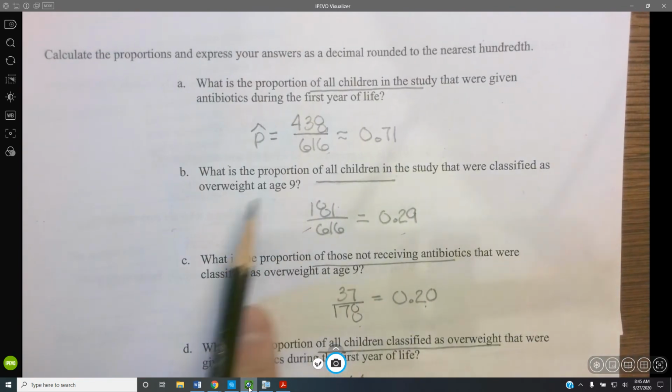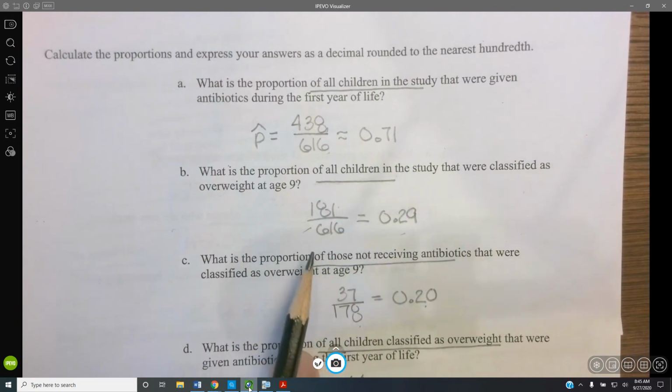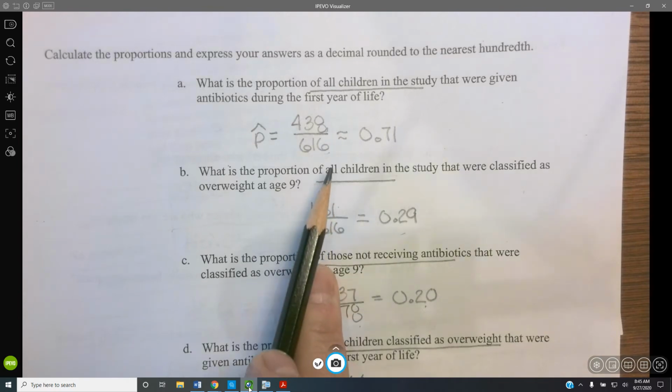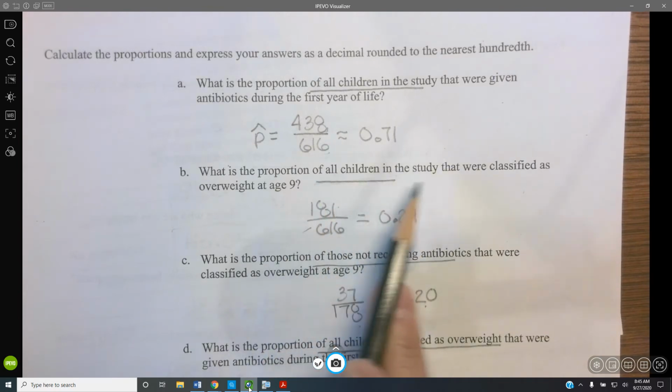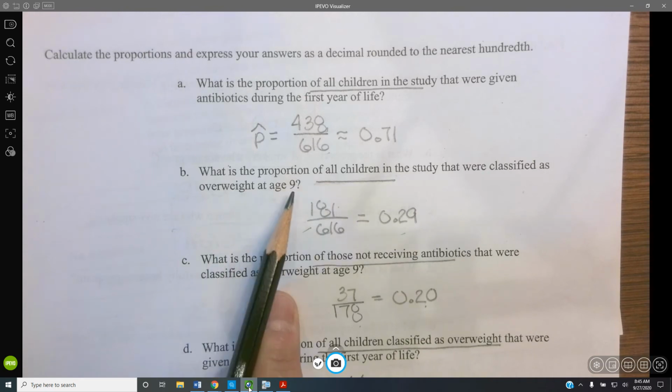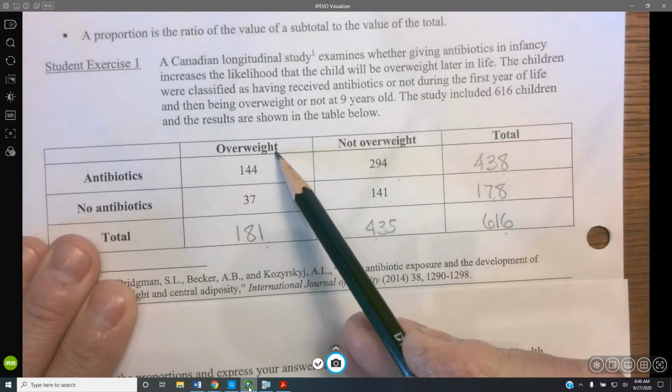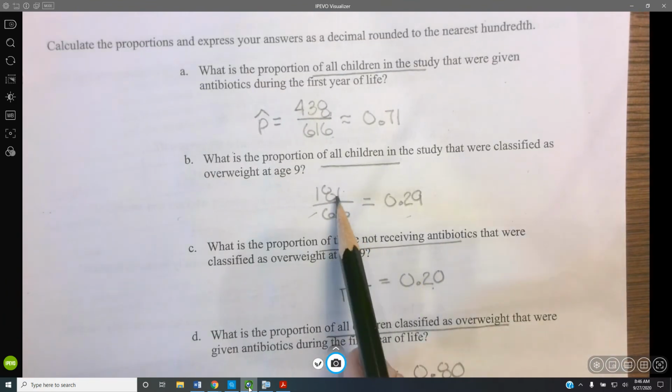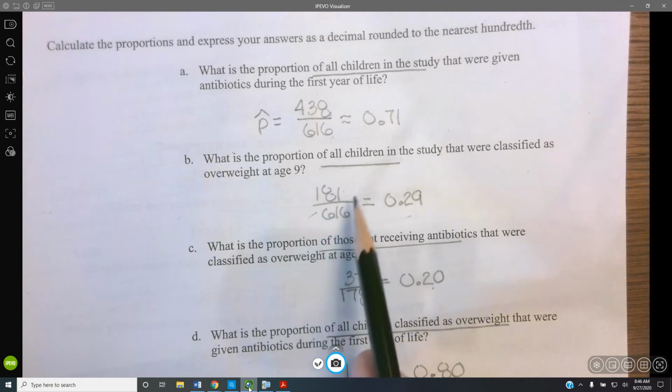Question 2. What's the proportion, again, of all children? The denominator is 16 because of all children, and then that were classified as overweight by 9. So I go back, I look for those who are overweight. The number of overweights are 181, and 181 becomes my numerator. This is who I'm studying. This is out of what population?